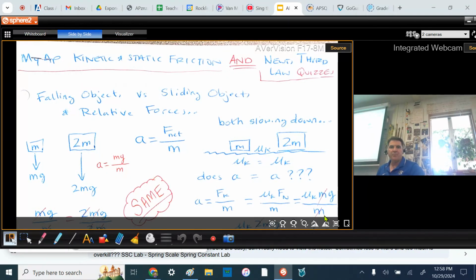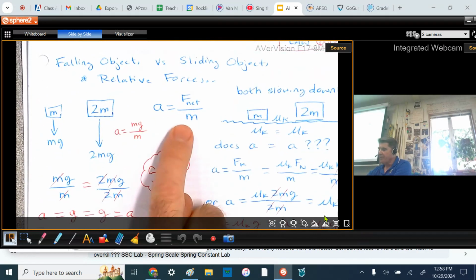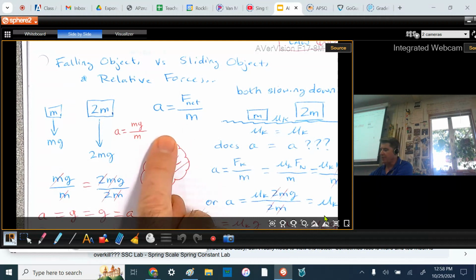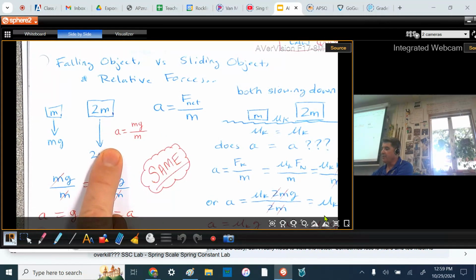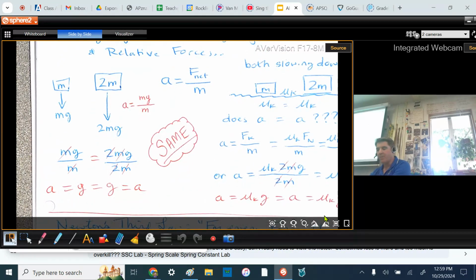First of all, the idea of falling objects, and why all falling objects fall at the same rate, has to do with the net force over the mass being acceleration. And when we're free falling, the force is simply mg, so acceleration is mg over m. If it's m or twice the m, it doesn't matter because the m cancels to give you a equals g. If it's 2m, then the 2m cancels and you get a equals g. And so they have the same acceleration.